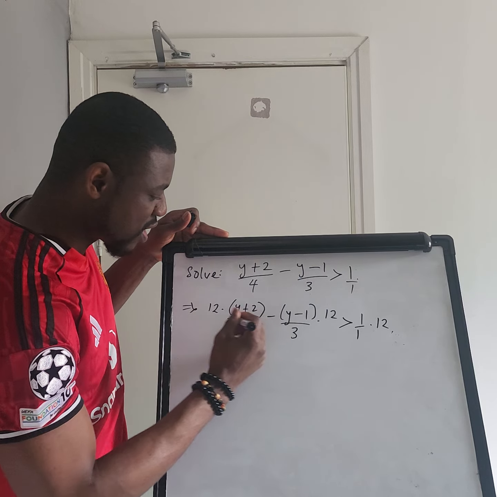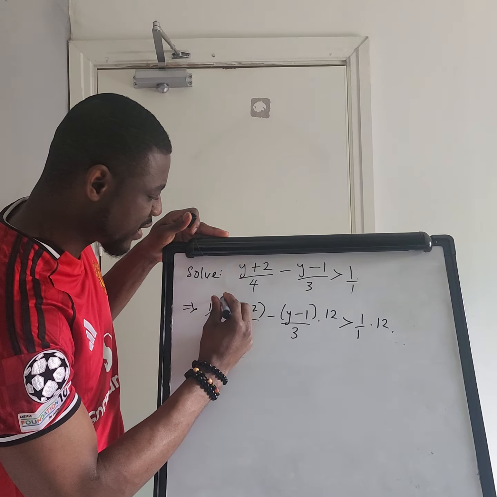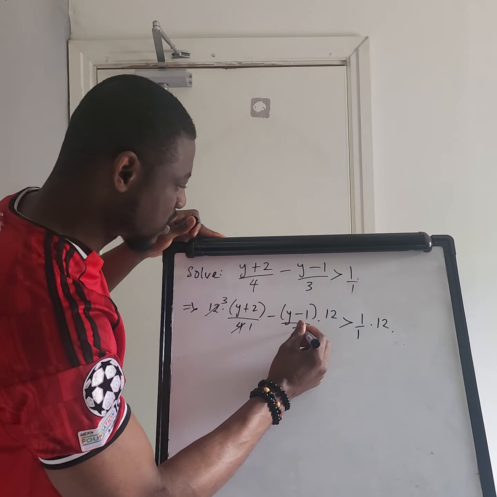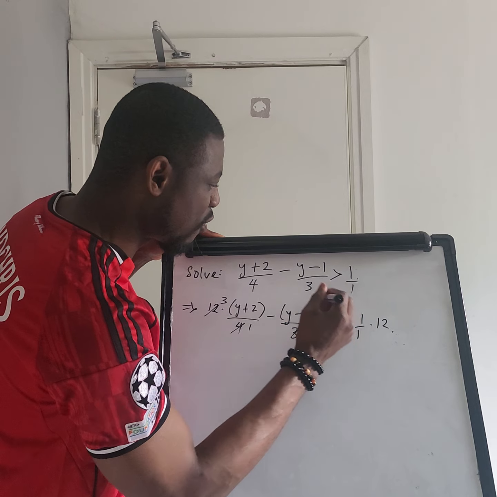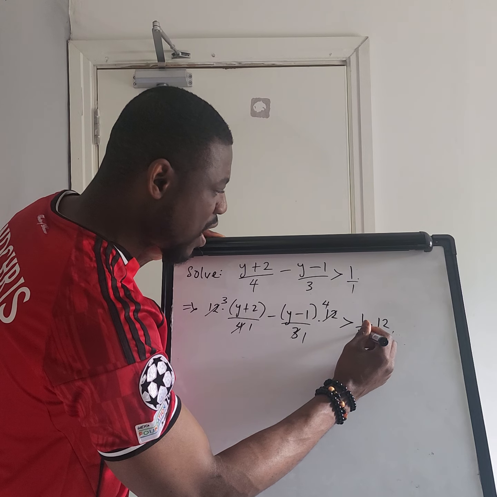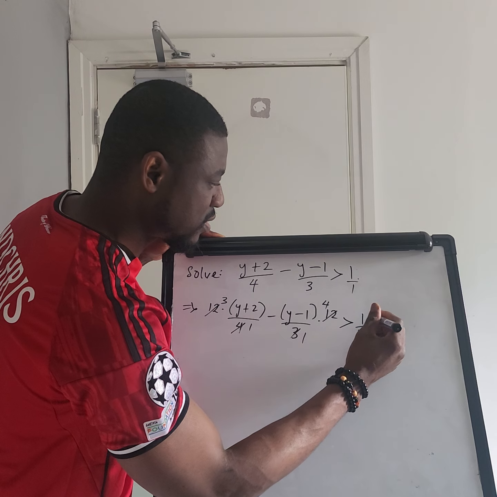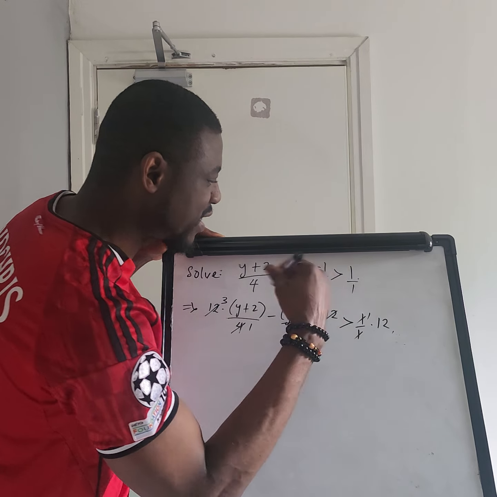4 in itself is 1. 4 in 12 is 3. 3 in itself is 1. 3 in 12 is 4. 1, we cancel 1, so we have 1 here still.